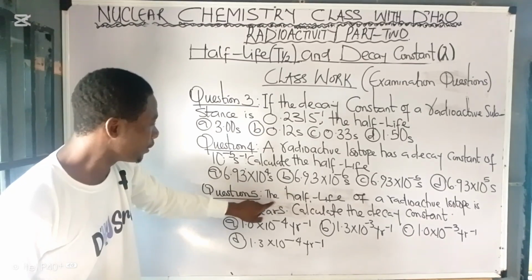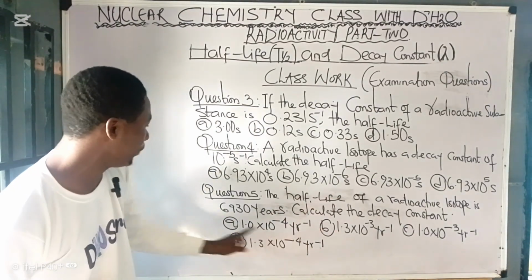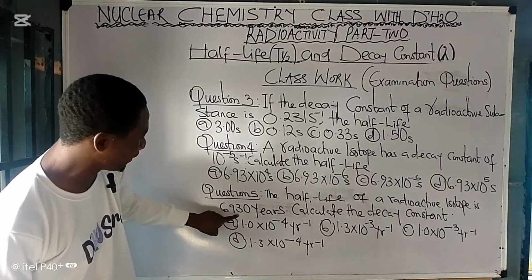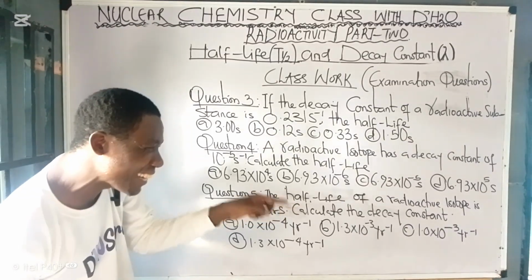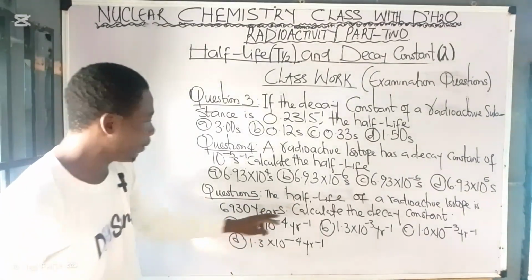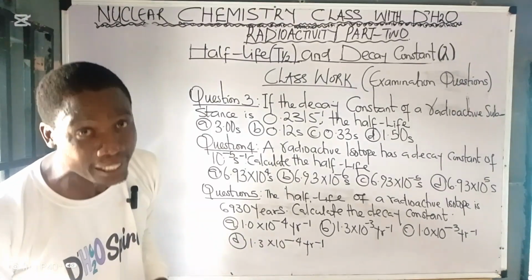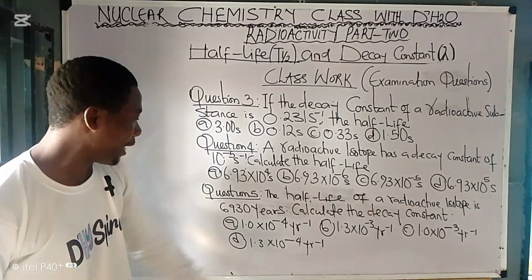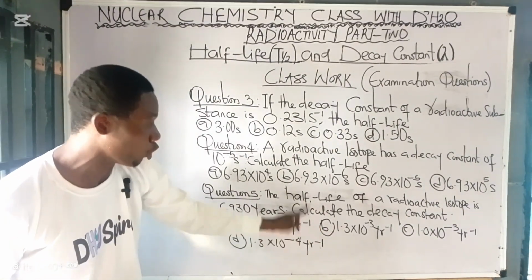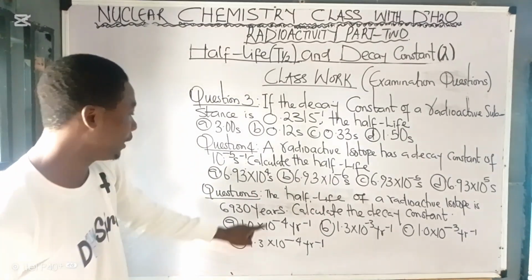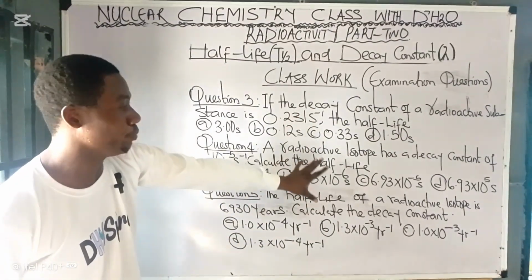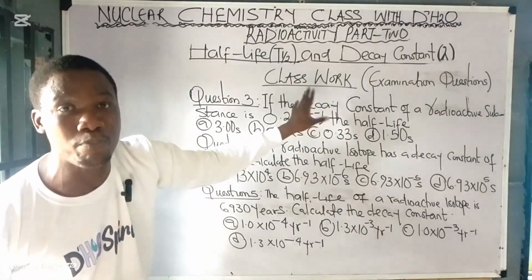Question number 5. The half-life of a radioactive isotope is 6930 years. Calculate the decay constant. Now, if I want to calculate the decay constant, it means that my decay constant will be in per year after calculation, because the half-life is in years. The other ones will be in seconds, because you have per second.